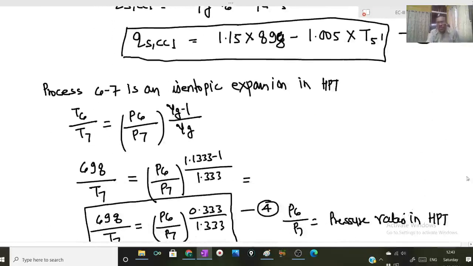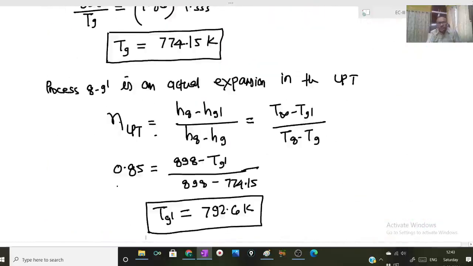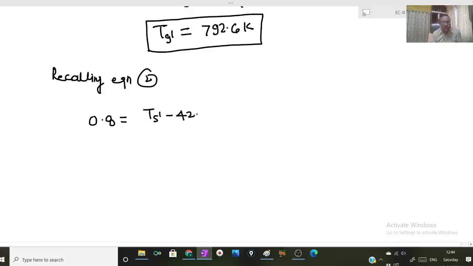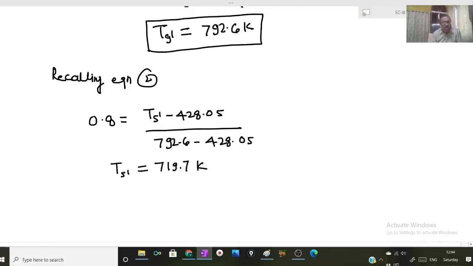So let us recall these two equations. Recalling equation 2, that is 0.8 is equal to T5 dash minus 428.05 over 792.6 minus 428.05. So T5 dash will be 719.7 Kelvin.